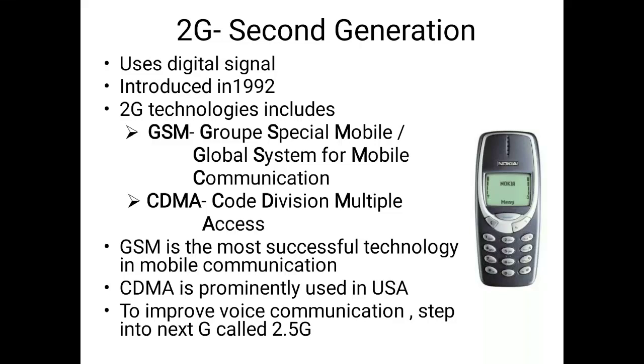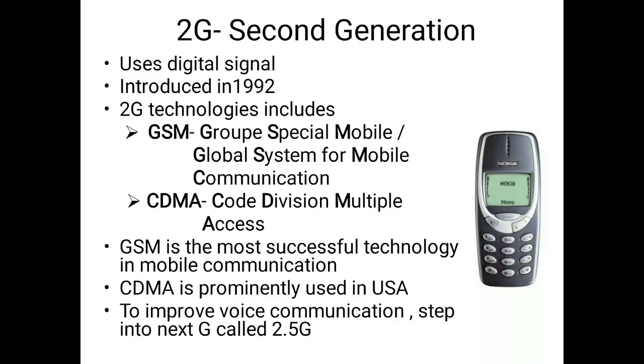This 2G uses digital signal and it was introduced in the year 1992. This uses technology of GSM along with CDMA sometimes. GSM stands for Groupe Spécial Mobile. Later it was accepted as a global system, so it is called Global System for Mobile Communication, and CDMA is nothing but Code Division Multiple Access. This GSM is the most successful technology in mobile communication technologies, and CDMA is prominently used in USA. Based on the countries it differs.